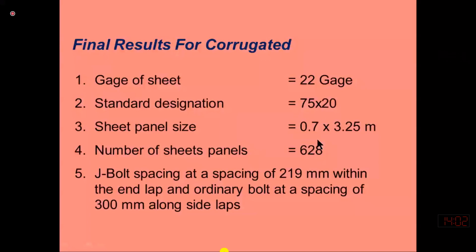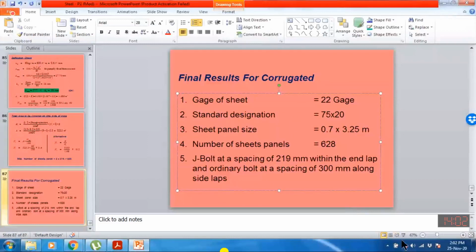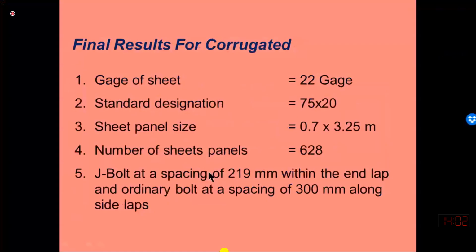And this is the standard spacing: J bolt at a spacing of 219 millimeter within the end lap, and ordinary bolt at a spacing of 300 millimeter along the side lap will be used. So side lap or end lap, I will explain.